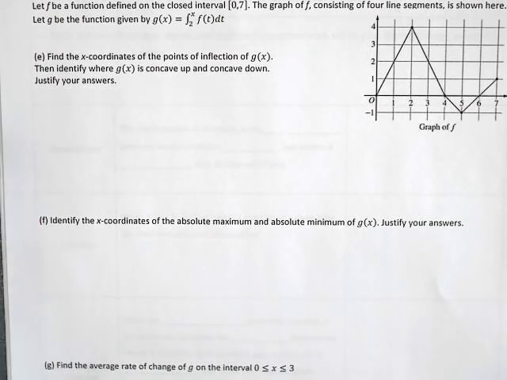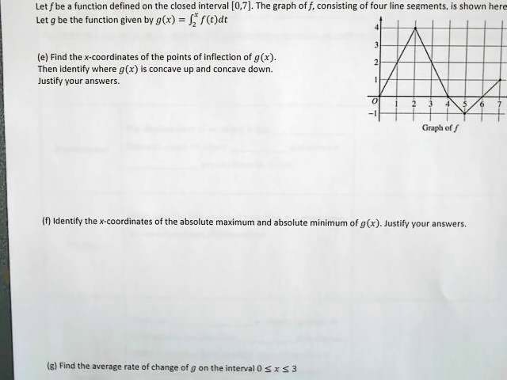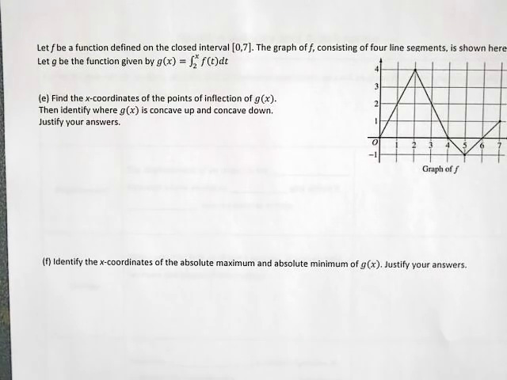A few more questions that you might get asked. So we're working with the same exact setup. I just reprinted it on the other page so you didn't have to keep flipping back and forth. Same exact setup. Part E says find the x coordinates of the points of inflection and then figure out where g of x is concave up and concave down and justify your answers.